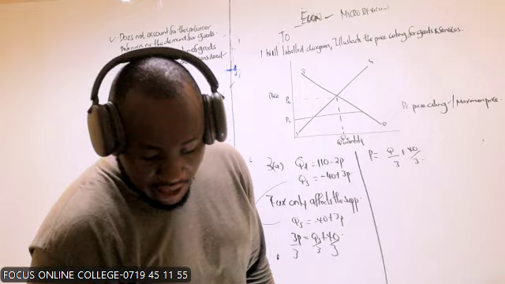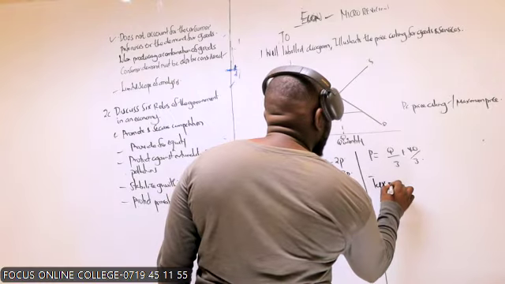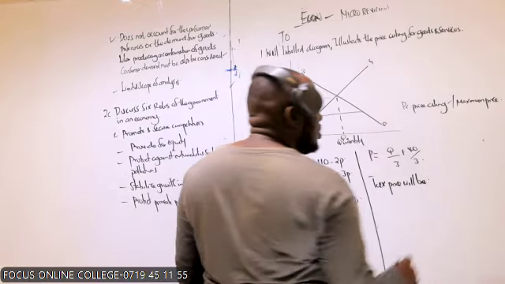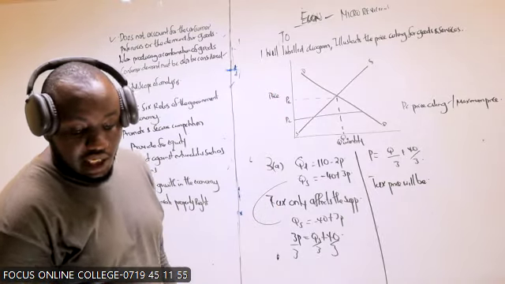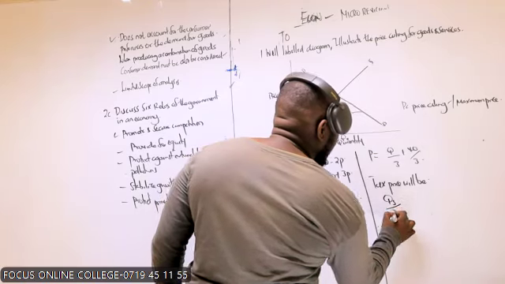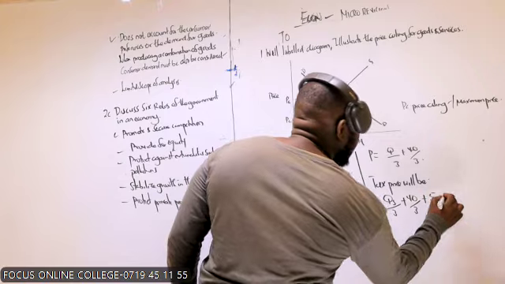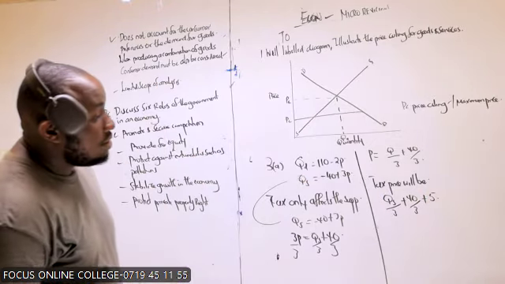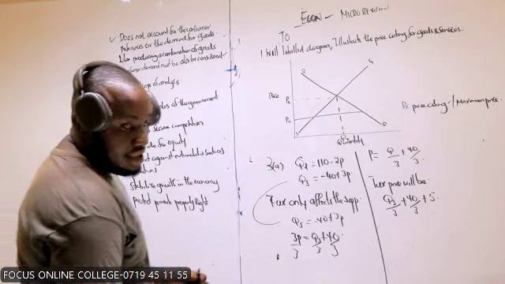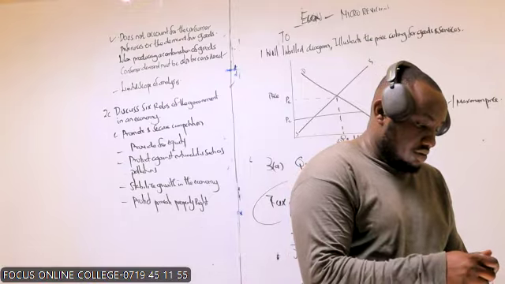So just understand the tax price. When you talk about the tax price, it will basically be what you have as QS over 3 plus 40 over 3 plus 5. Tax will always increase the value.